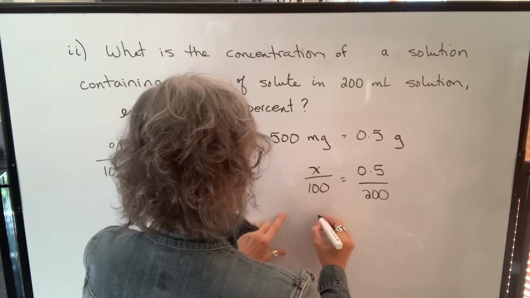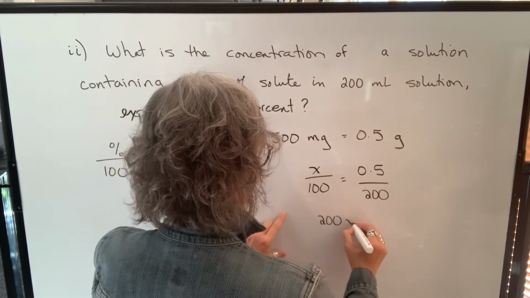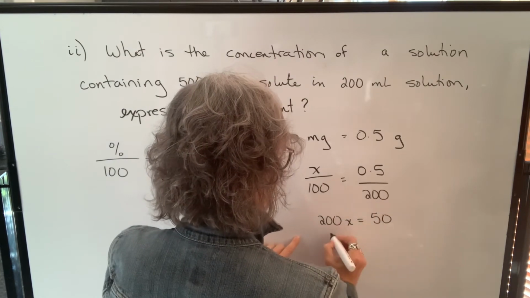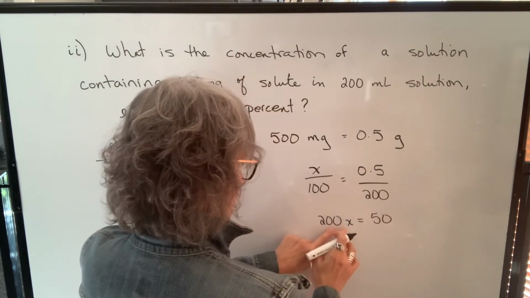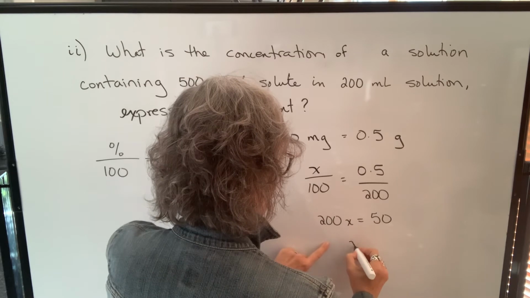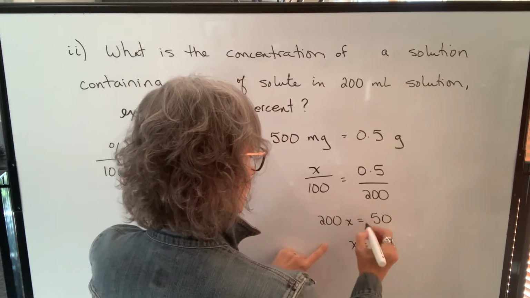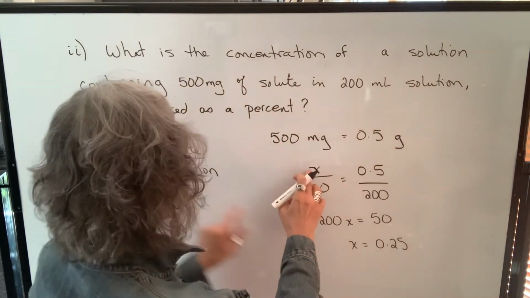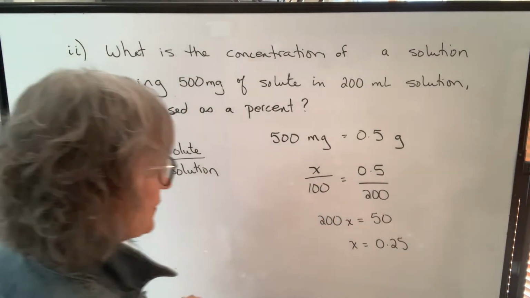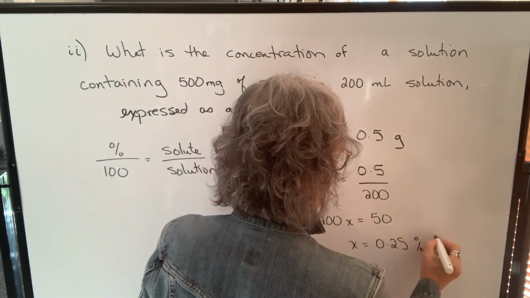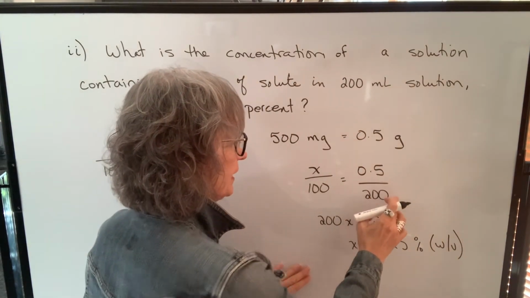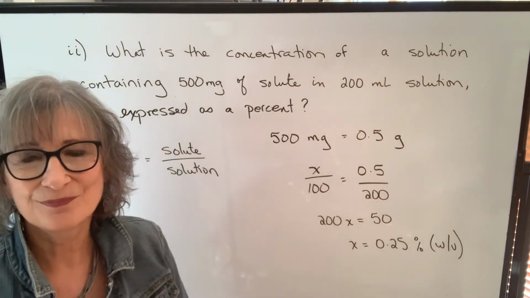x times 200, when I cross multiply, will equal 100 times 0.5, which is 50. Divide both sides by 200. This divided by 200 will give me 1x. 50 divided by 200 will be 0.25. We know that x represents the percent, so it's 0.25 percent, and we know that it's weight per volume because we are working with grams of solute in milliliters of solution.